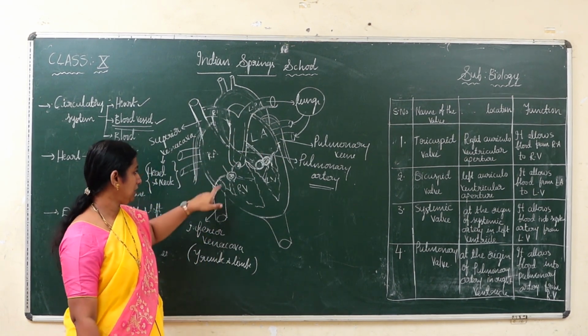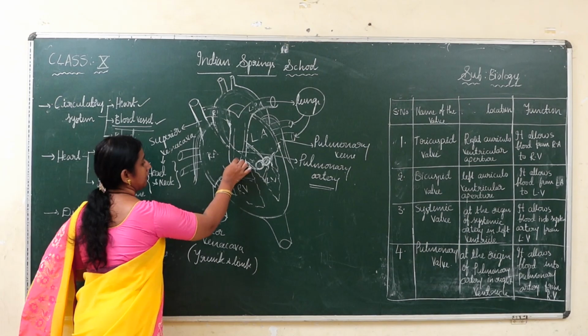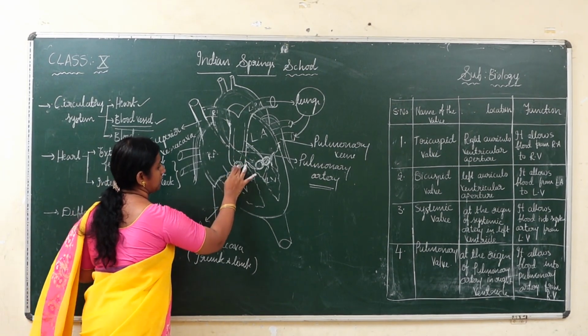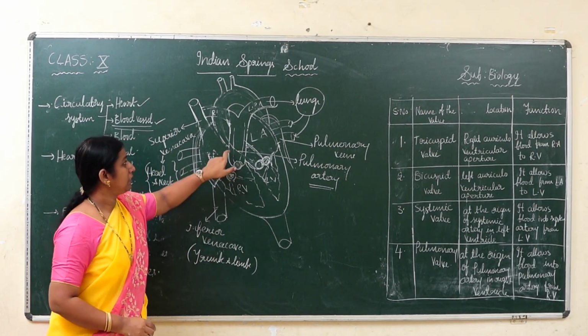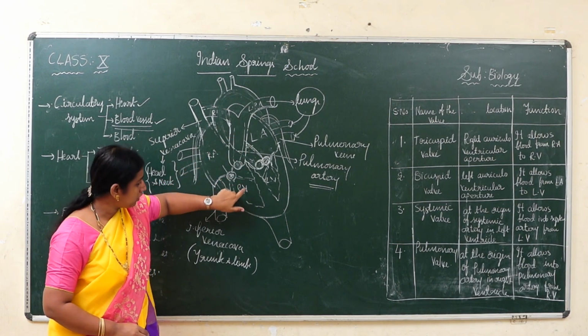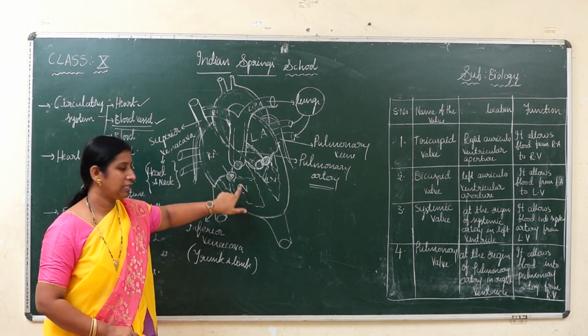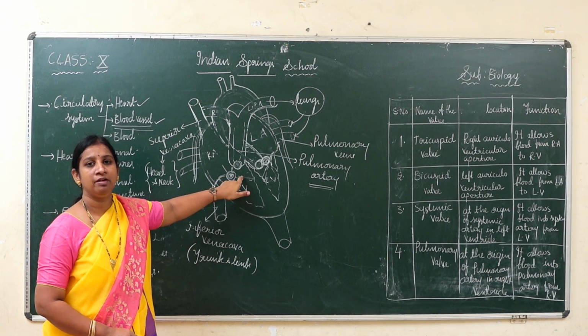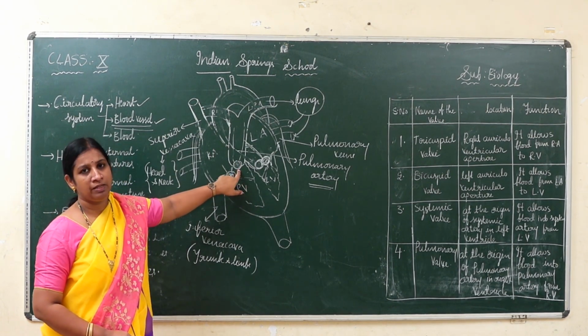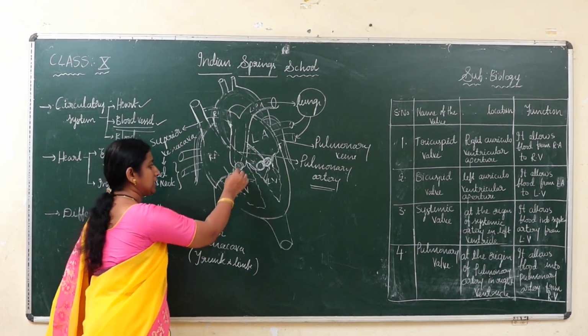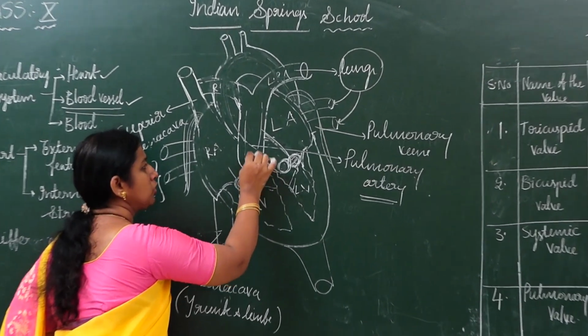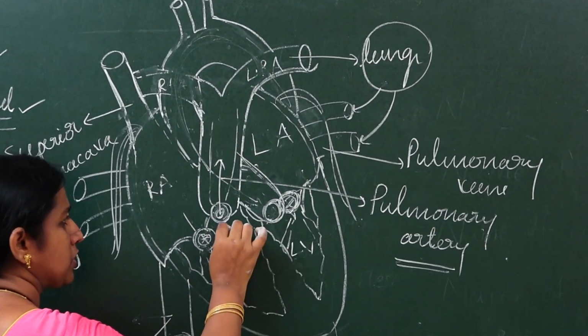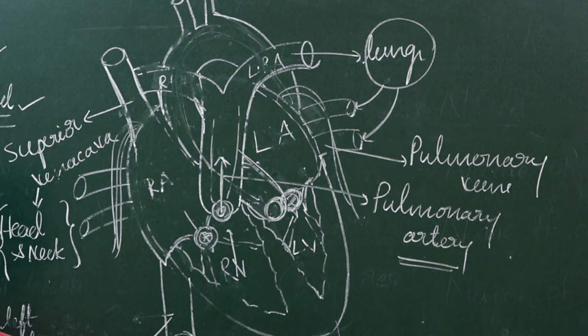Now the fourth one is the pulmonary valve. Same here also, where the pulmonary artery takes its origin in the right ventricle, at that particular point we have which valve, children? The pulmonary valve. So this pulmonary valve allows blood from the right ventricle into the pulmonary artery.